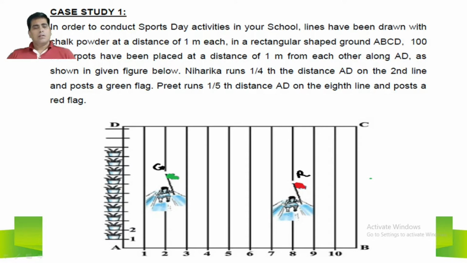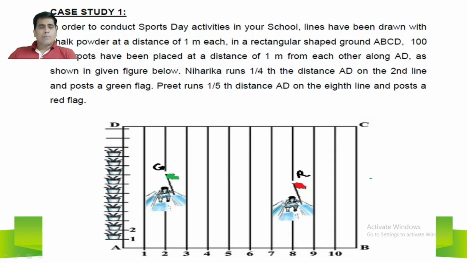100 flower pots have been placed at a distance of 1 meter from each other along AD as shown in the given figure below. Niharika runs 1/4 of distance AD on the second line and posts a green flag. Preet runs 1/5 of distance AD on the eighth line and posts a red flag.